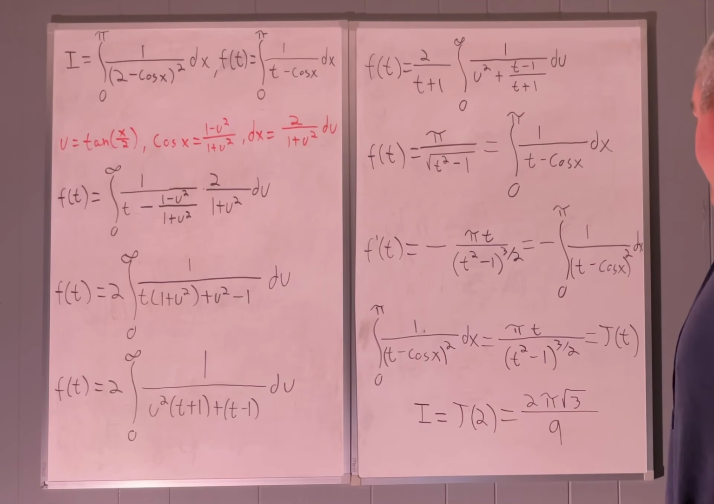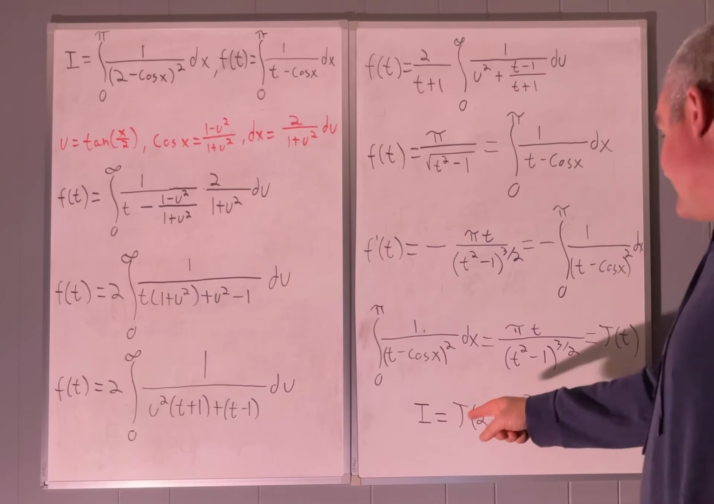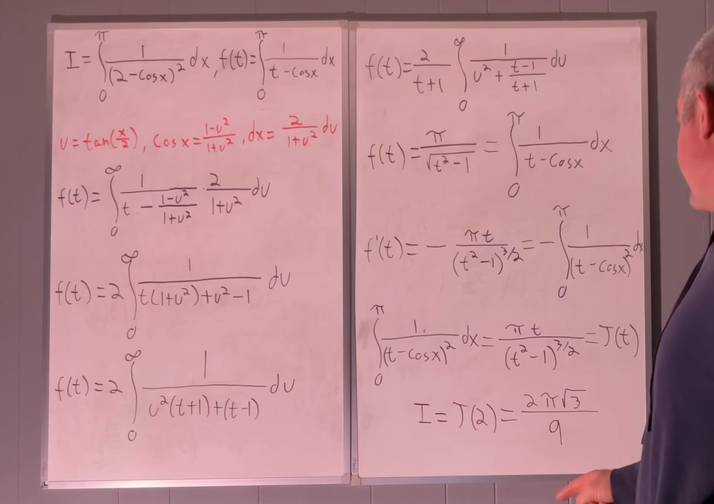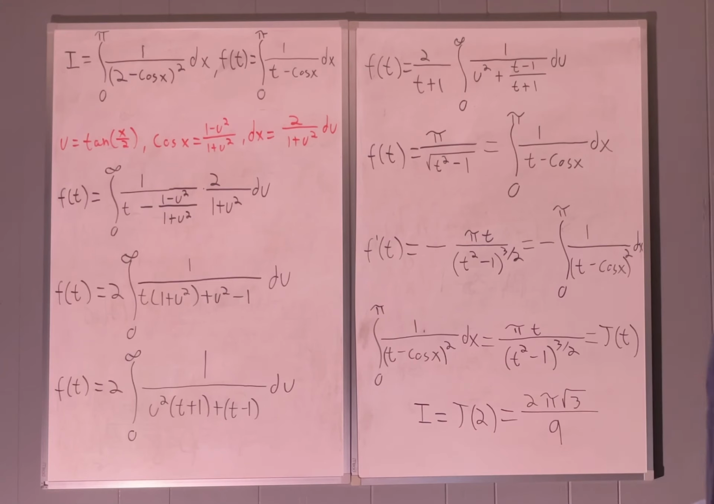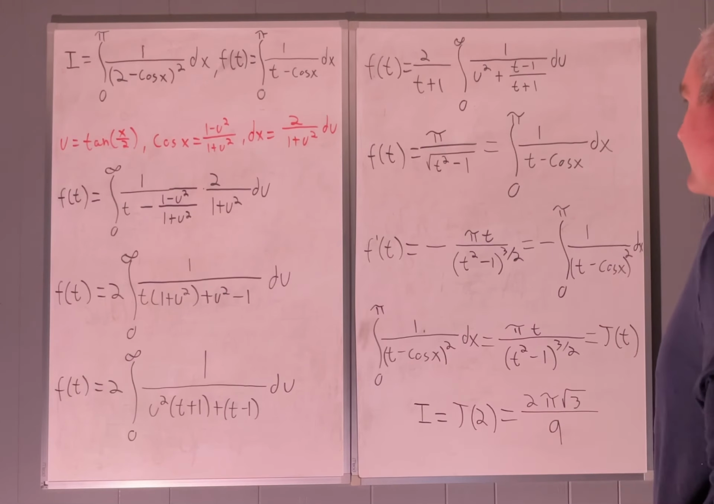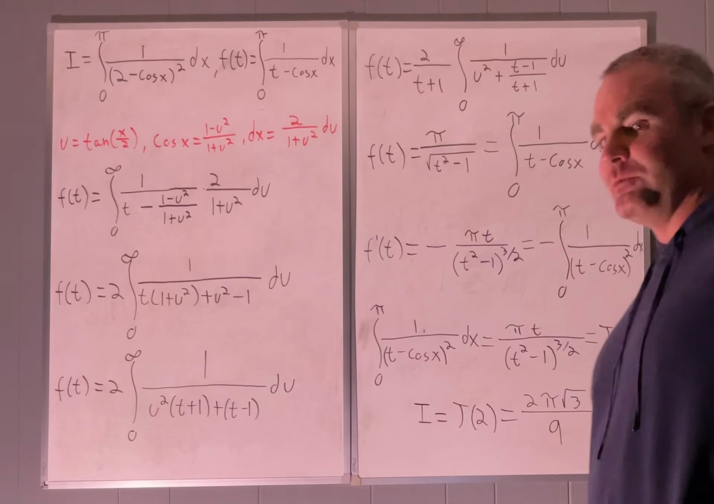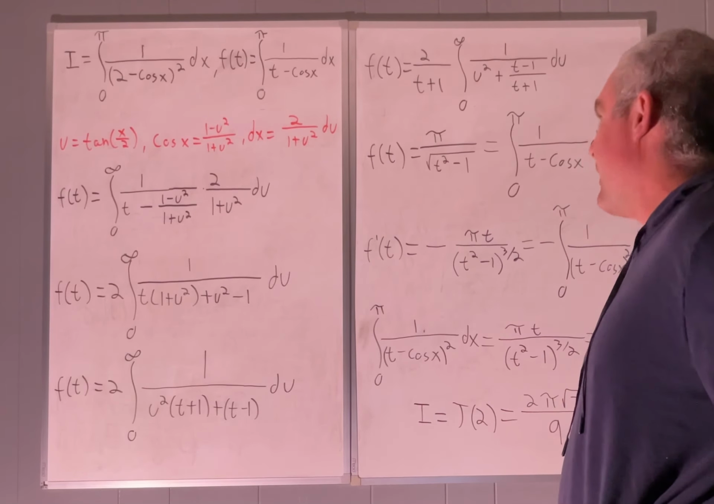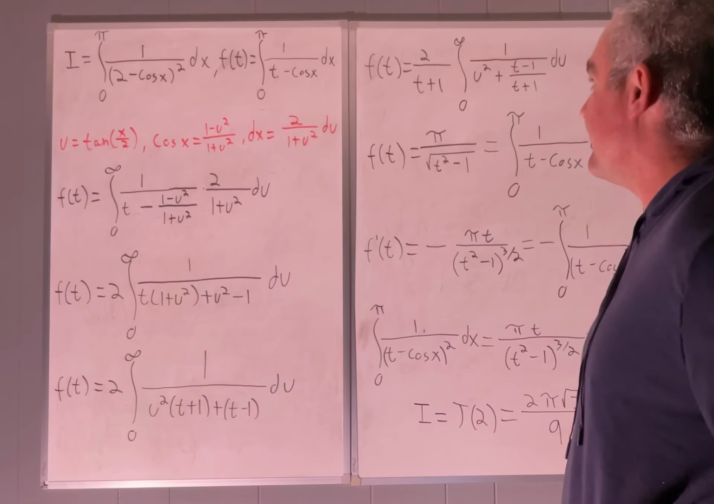And what you get if you do that is I is equal to j evaluated at the point 2, which is equal to 2 pi times the square root of 3 over 9 if you work all that out. So anyway, that's it. Like I said, I believe you could probably evaluate this one without Feynman integration, but it would be difficult.